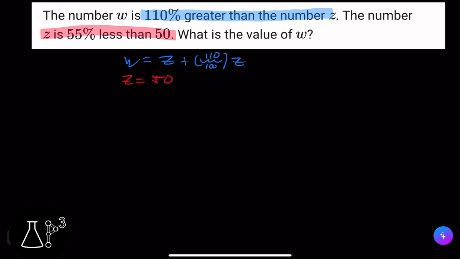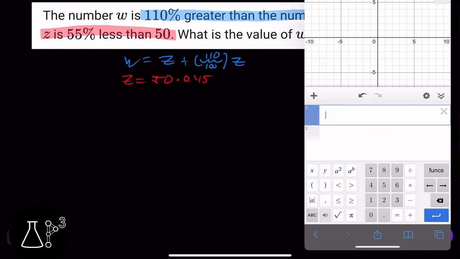So Z equals 50. Because it's 55% less than 50, I want to multiply 50 by 0.45 to look for the number of 50 that is 55% less than 50. So if I do 100 minus 55, I get 45%. Therefore, Z is 45% of 50. So if I multiply with Desmos, 50 times 0.45, Z equals 22.5.